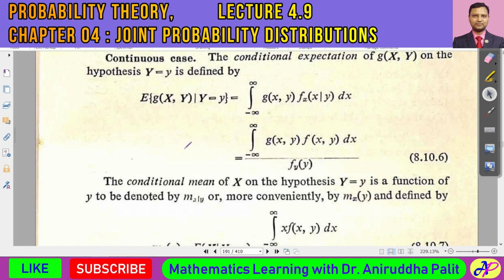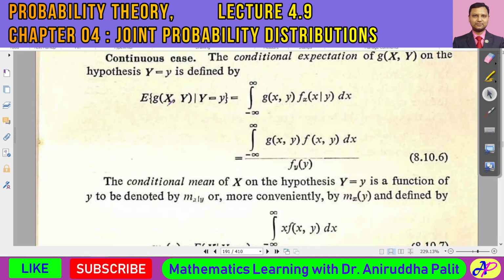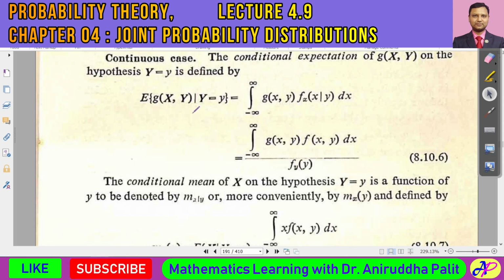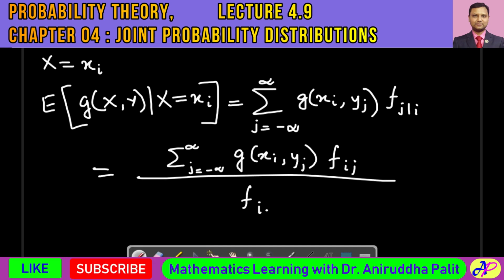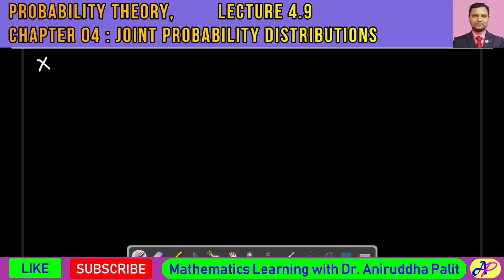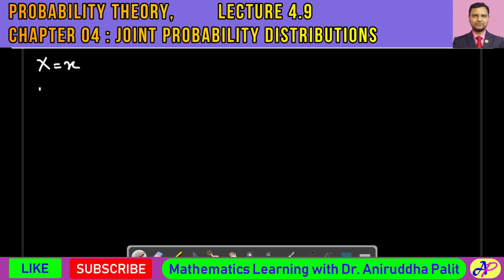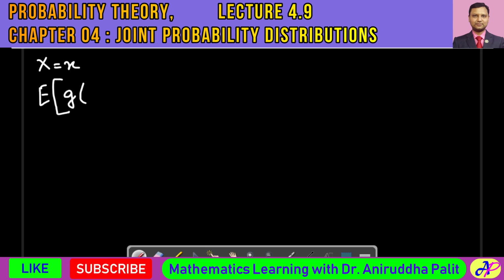And in this similar fashion, we can also define the expectation from the marginal density, and the expectation from the conditional density function of y. So if we want to define this one, how can we define it? We can define it this way: suppose X equals small x is given, and in that case we want to find the expectation of g(X, Y), given that capital X is equal to small x.